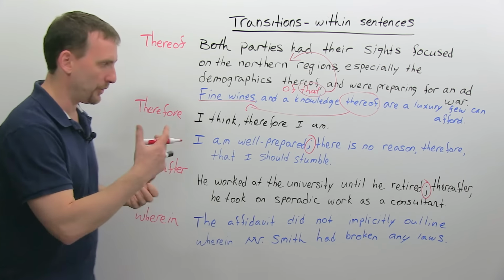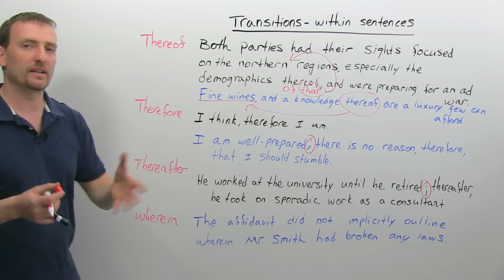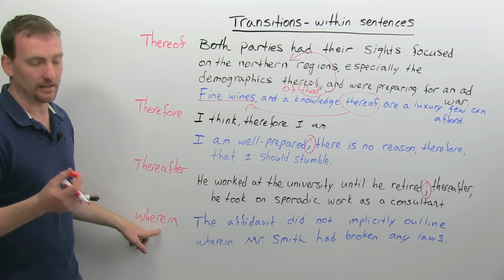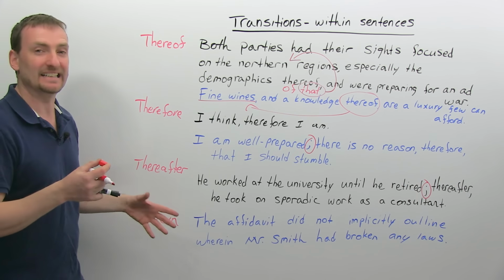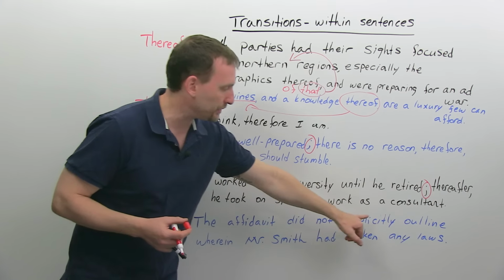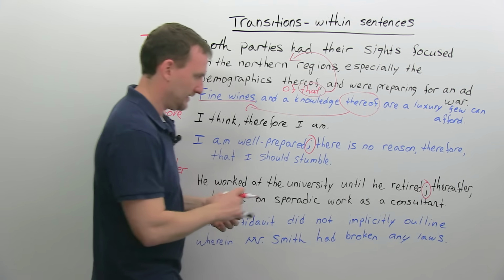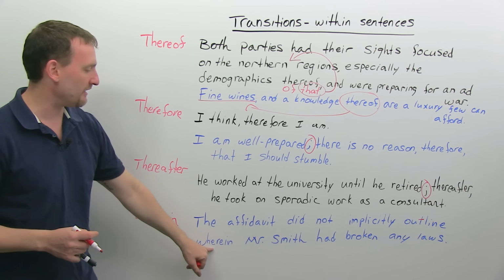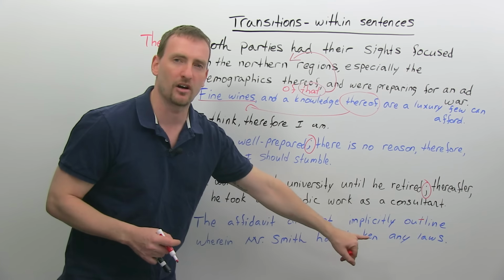Wherein basically also means in that, or in what way, or in which way. That's another use. Another use basically is how, okay? The affidavit did not implicitly outline wherein Mr. Smith had broken any laws.